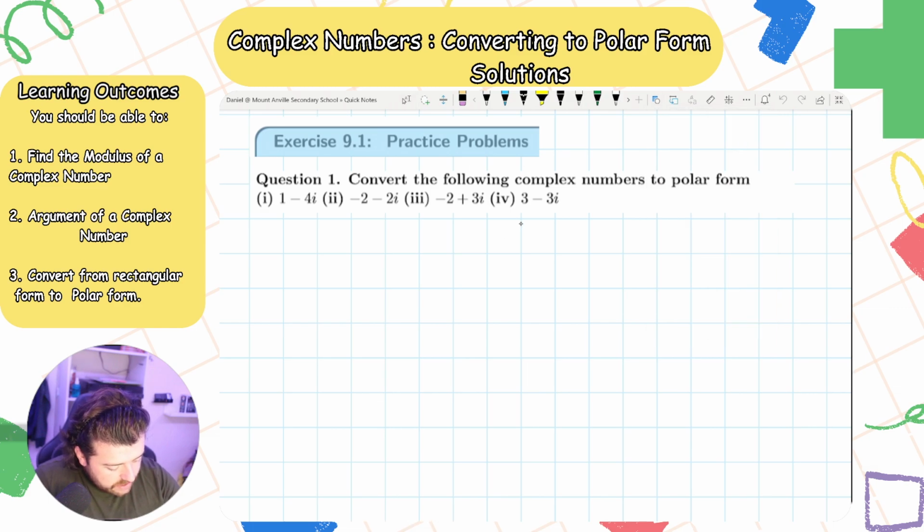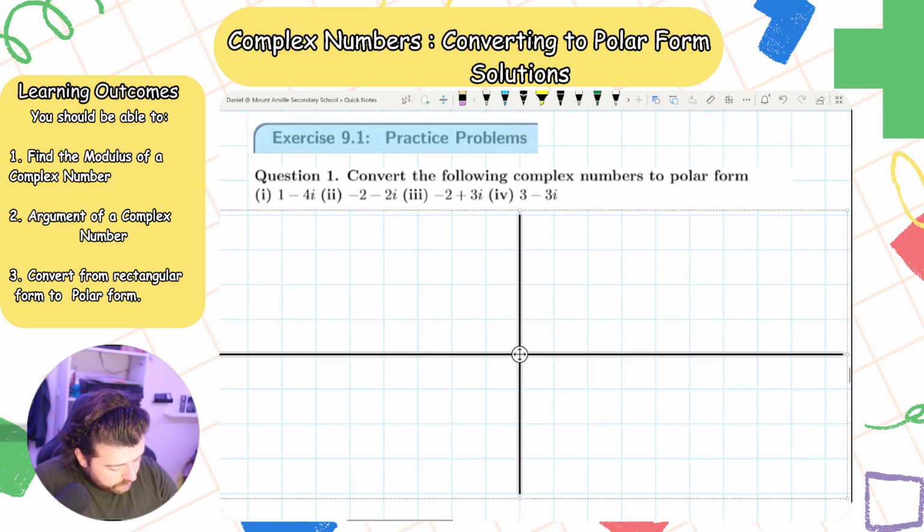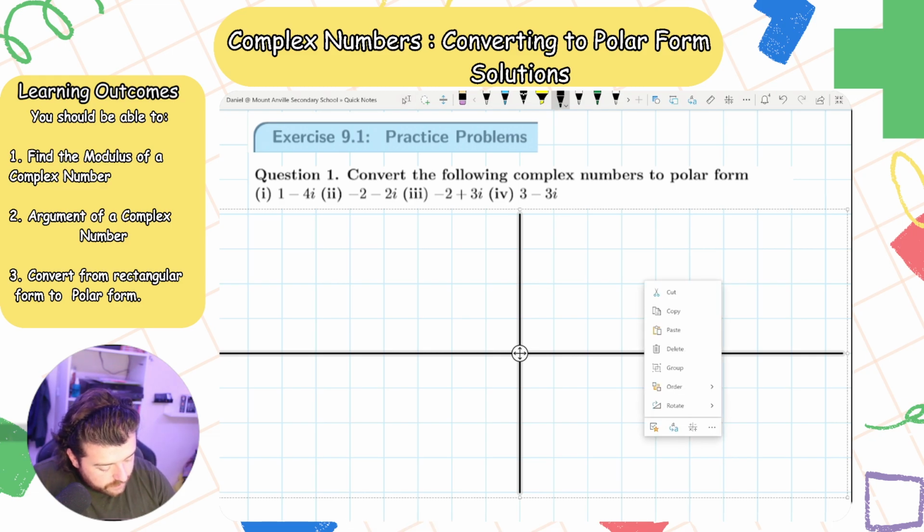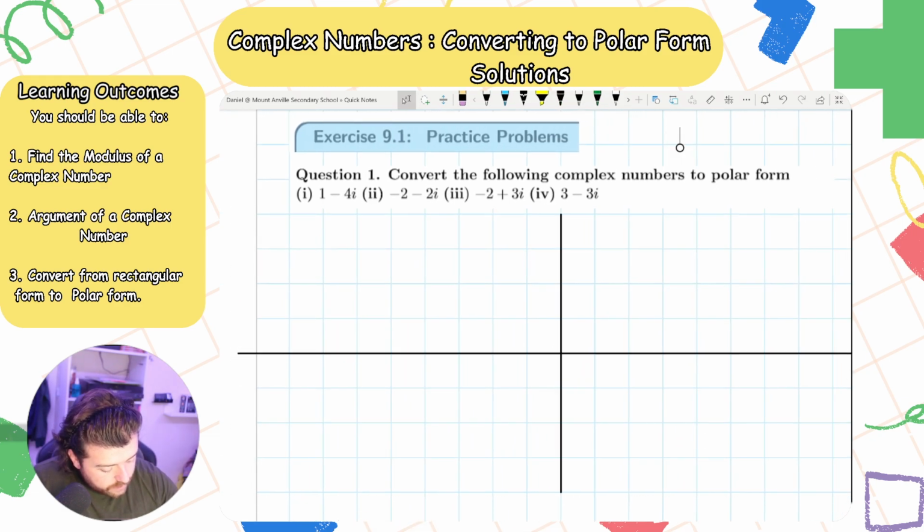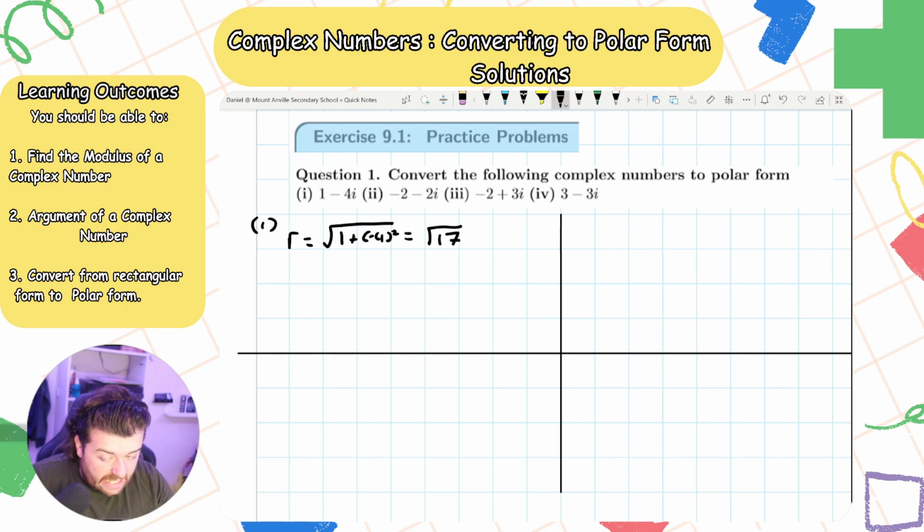Let me just split this page up to make it a bit easier for myself. First one here. Well, let's calculate my modulus. My modulus is going to be the square root of 1 plus minus 4 squared, which is just going to be equal to root 17. Not nice. Anyway, root 17.